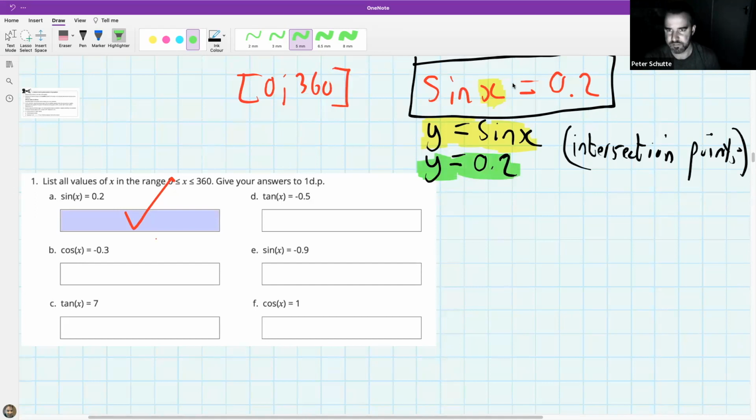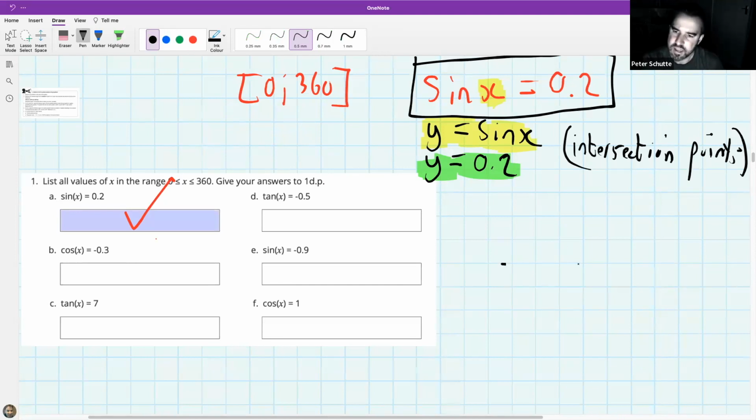So on one level, I'm looking for a value of x that makes the sine of x 0.2, but on another level, I'm trying to find the intersection point between y equals sine x and y equals 0.2. So it's the same thing. We're trying to solve this trig equation.